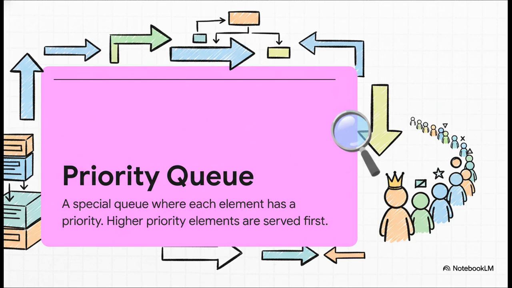It could not care less when something showed up. All it cares about is priority. The element with the highest priority, the biggest emergency, always gets moved to the front of the line. It's like a self-organizing line that's constantly pushing the most important thing right to the front.